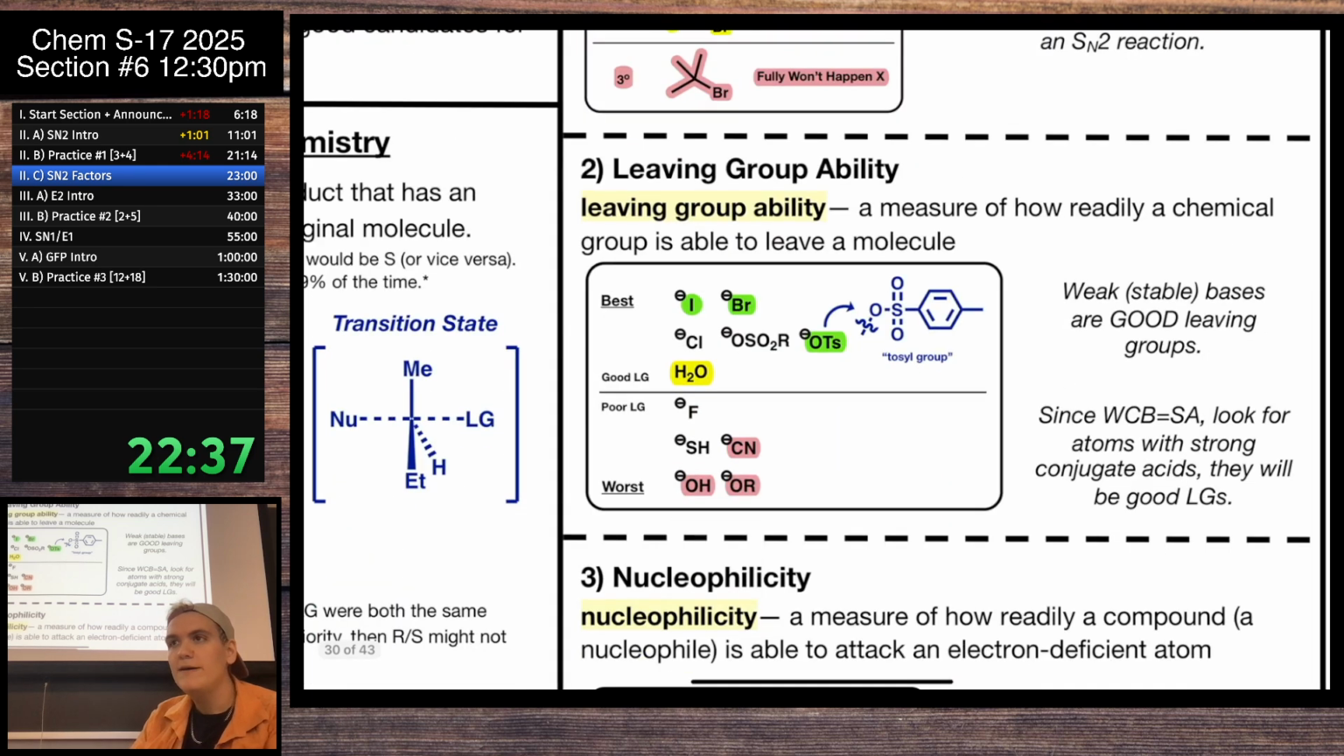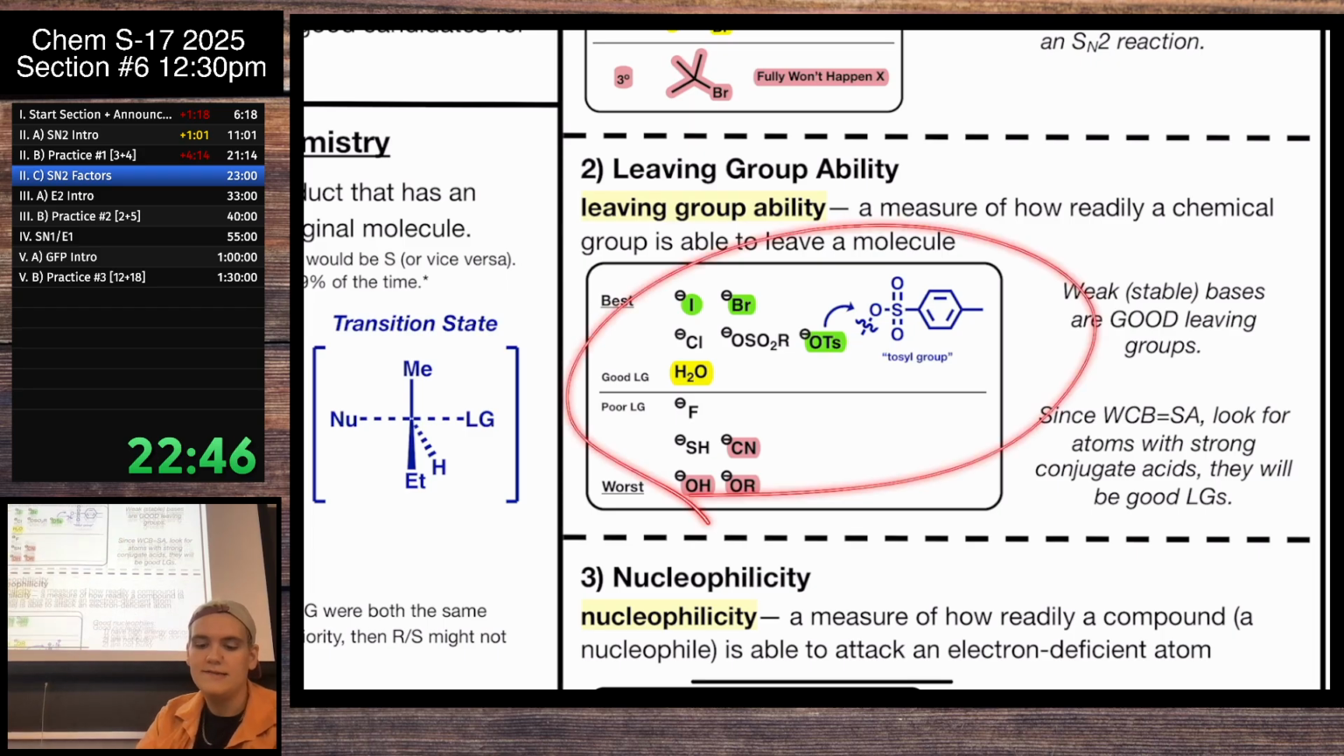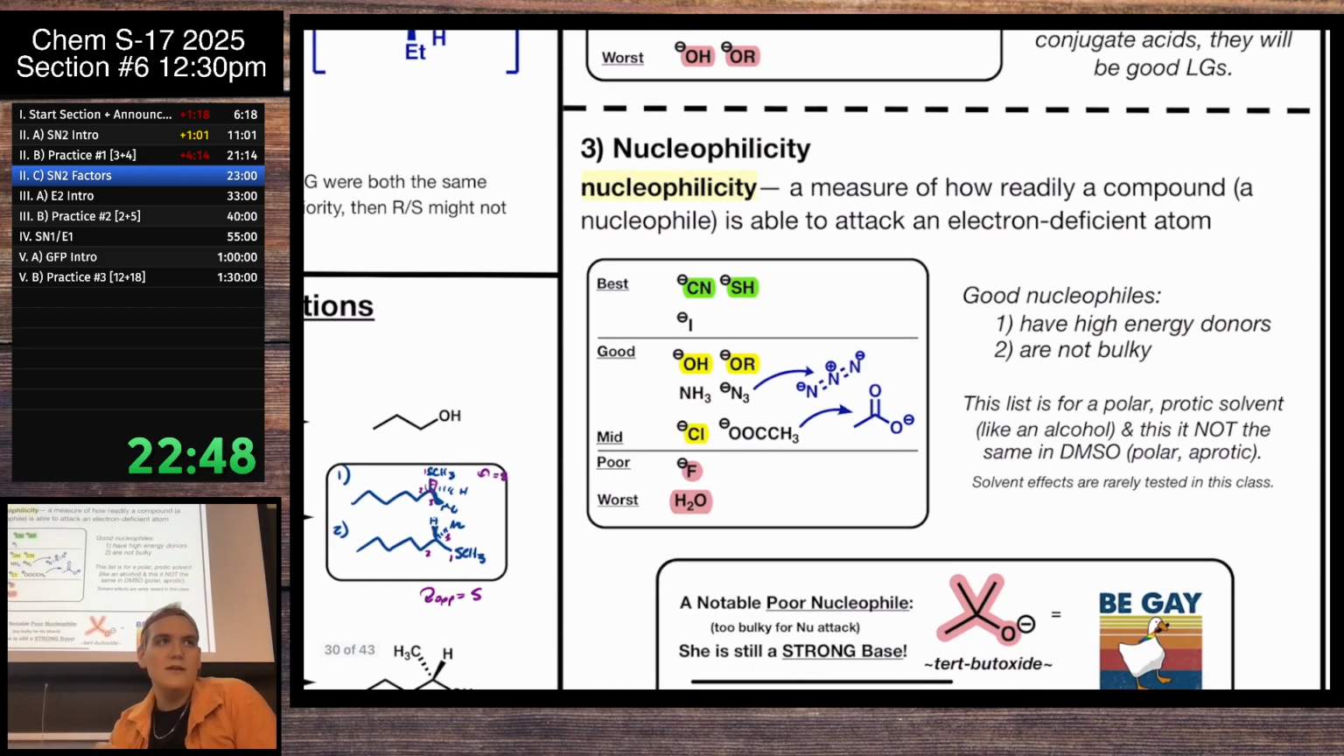Second factor is leaving group ability. This is more here for reference, so I'm not going to talk much about it, like pKa things. Yes, again, I'm just mostly putting it here for reference. Nucleophilicity, I'll touch on a little bit.